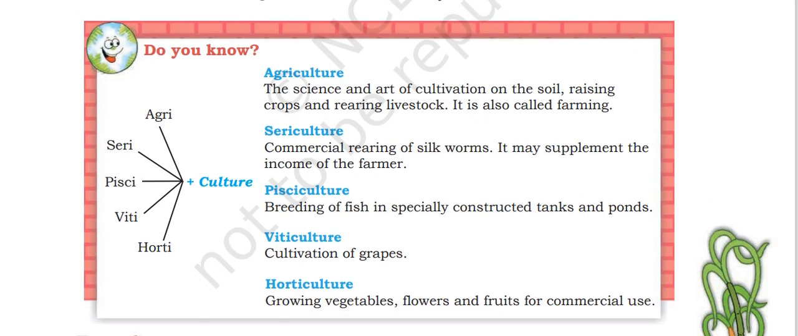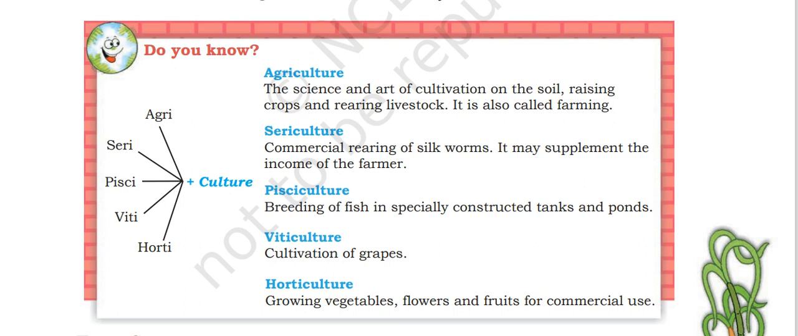Agriculture is the science and art of cultivation of the soil, raising crops and rearing livestock. It is also called farming. Sericulture is the commercial rearing of silkworms. It may supplement the income of the farmer.